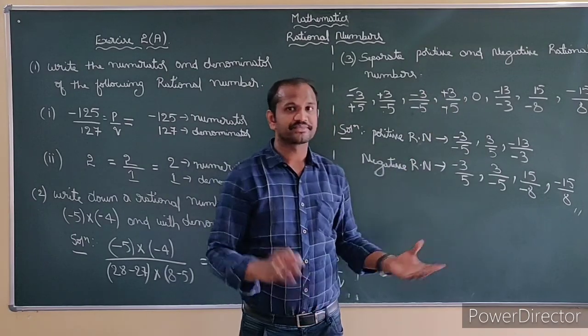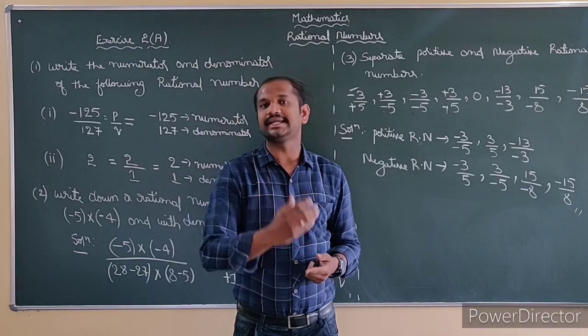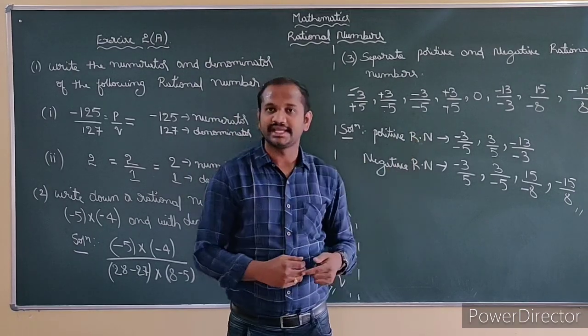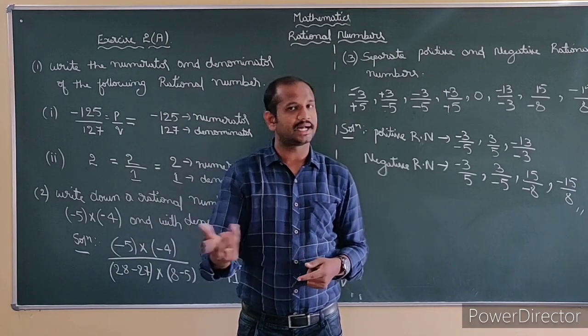So how did we do that? By the knowledge of integers, division of integers. So learn the integers chapter very well. Then it's very easy to understand what we mean by rational numbers. Now let us move on to the other type of problem.